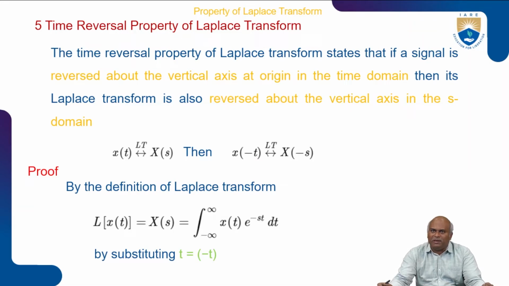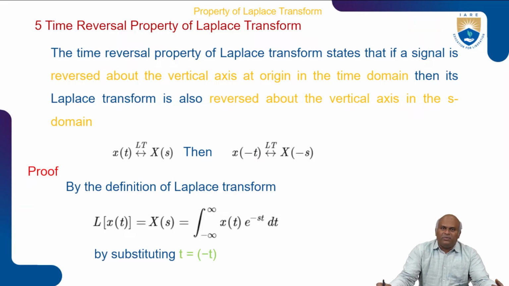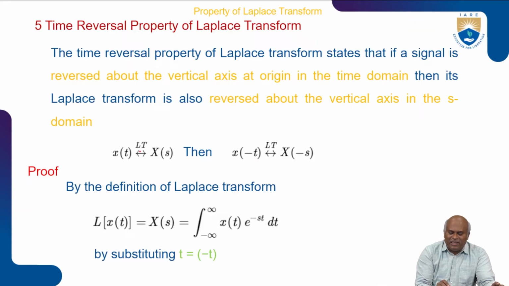So the next property is the time reversal property of Laplace transform. The time reversal property of Laplace transform states that if a signal is reversed about the vertical axis at the origin in the time domain, then its Laplace transform is also reversed about the vertical axis in the s domain. So now we take x of t with Laplace transform equal to x of s, then for x of minus t, the Laplace transform is x of minus s.